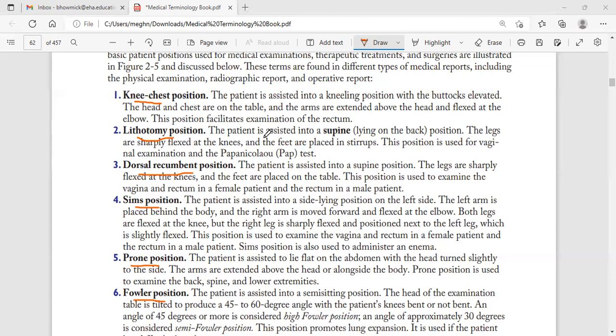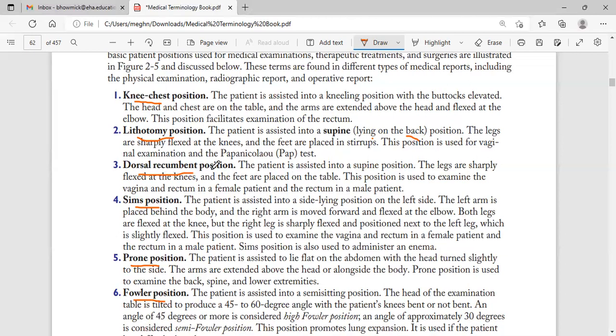Lithotomy position, the patient is assisted into the supine. Supine means lie down on the back position. And the legs are sharply flexed at the knee and feet are placed. The position is used for any kind of vaginal exam and also pap test.